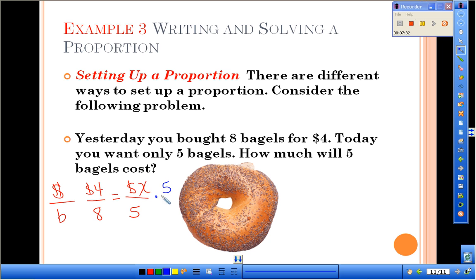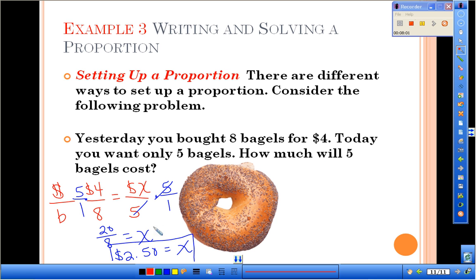Now, I'm going to use algebra to solve, so I'll start on the side with the variable and multiply by 5, and I'm going to do that to both sides. That way this will cancel, and I'll be left with x equals 5 times 4 is 20, 1 times 8 is 8, and 20 divided by 8 is $2.50. So 5 bagels will cost me $2.50.